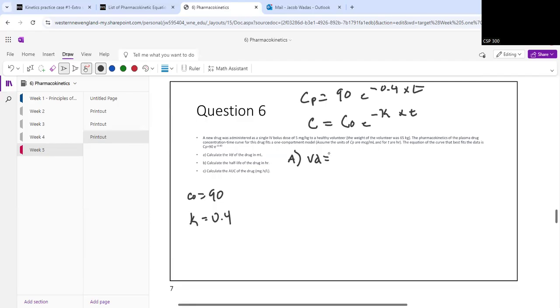Alright, so for VD, we're gonna use dose over C0. So VD equals... gotta solve for the dose.